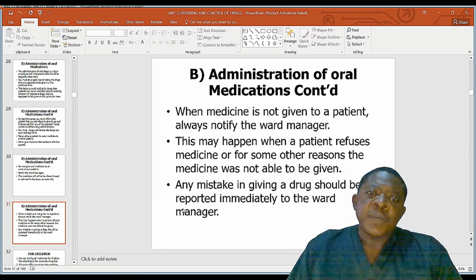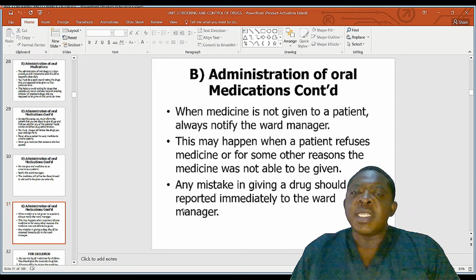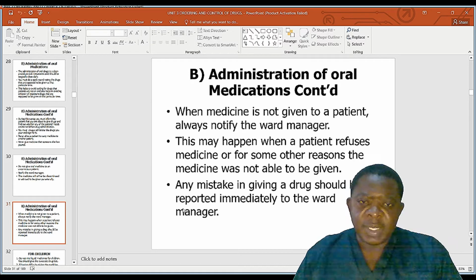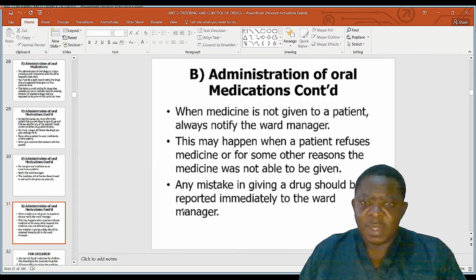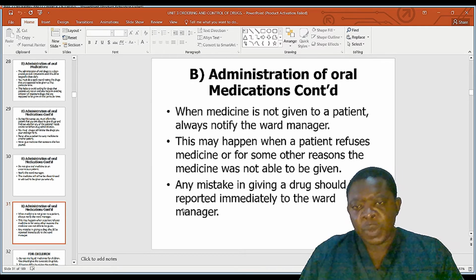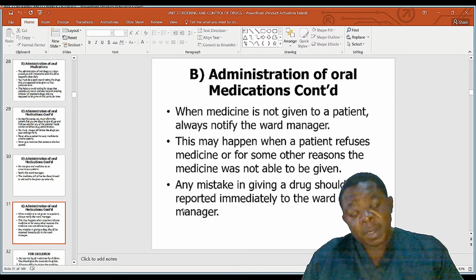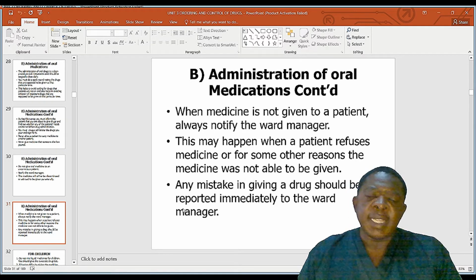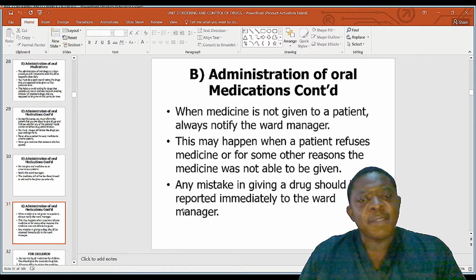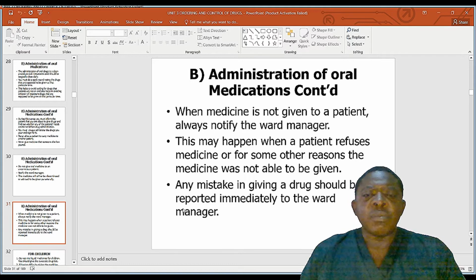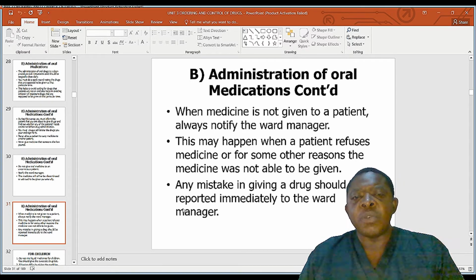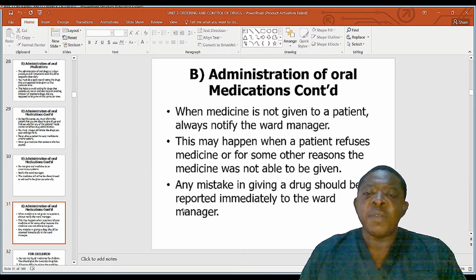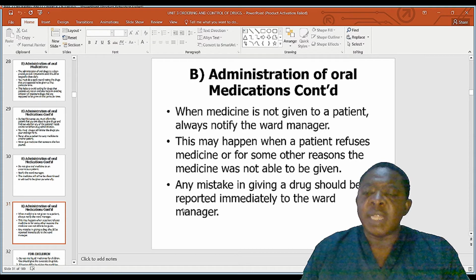When medicine is not given to a patient, always notify the ward manager. This may happen when a patient refuses medicine or for some other reason the medicine was not able to be given. If the drug is not available at that moment, you notify the ward manager so that they can take note or the appropriate drug can be ordered, or you have to put down the reason why the drug has not been given. Any mistake in giving a drug should be reported immediately to the ward manager so that the patient's life can be saved.